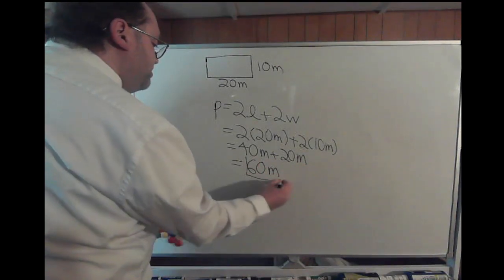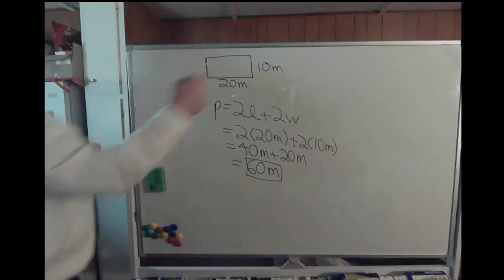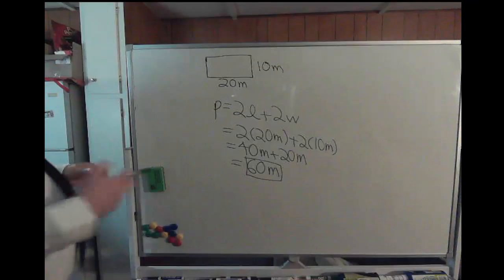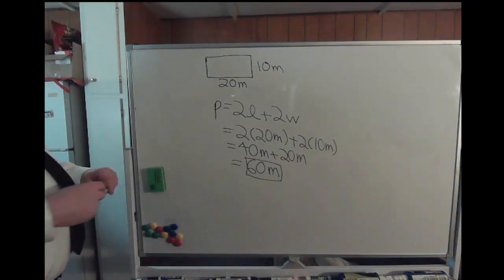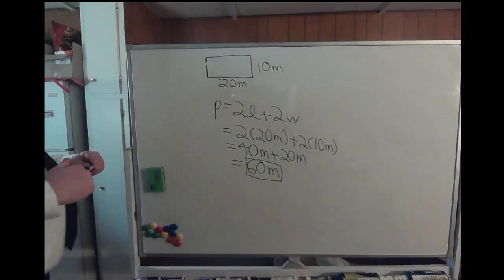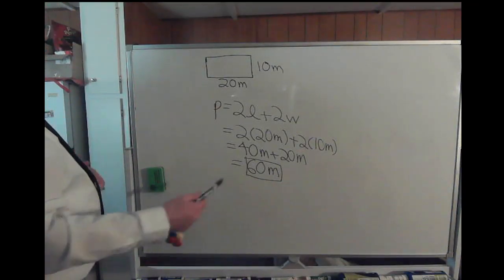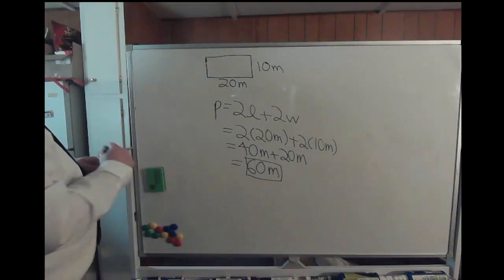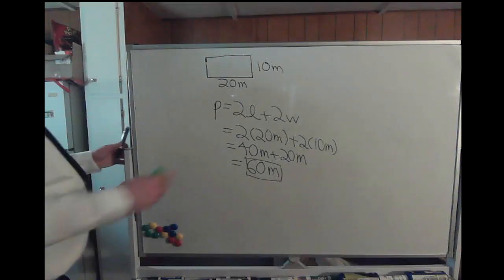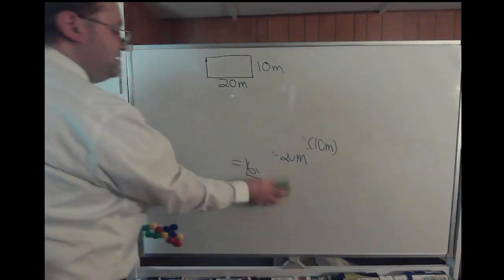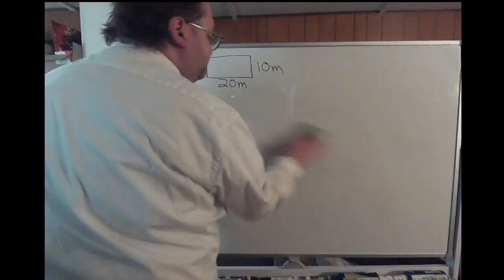So if you're looking to put up a fence around a nice rectangular yard such as that, and you knew the length of your yard was 20 meters and the width was 10 meters, you would have a 60-meter fence to put around your perimeter. Alright, so that's for a rectangle.